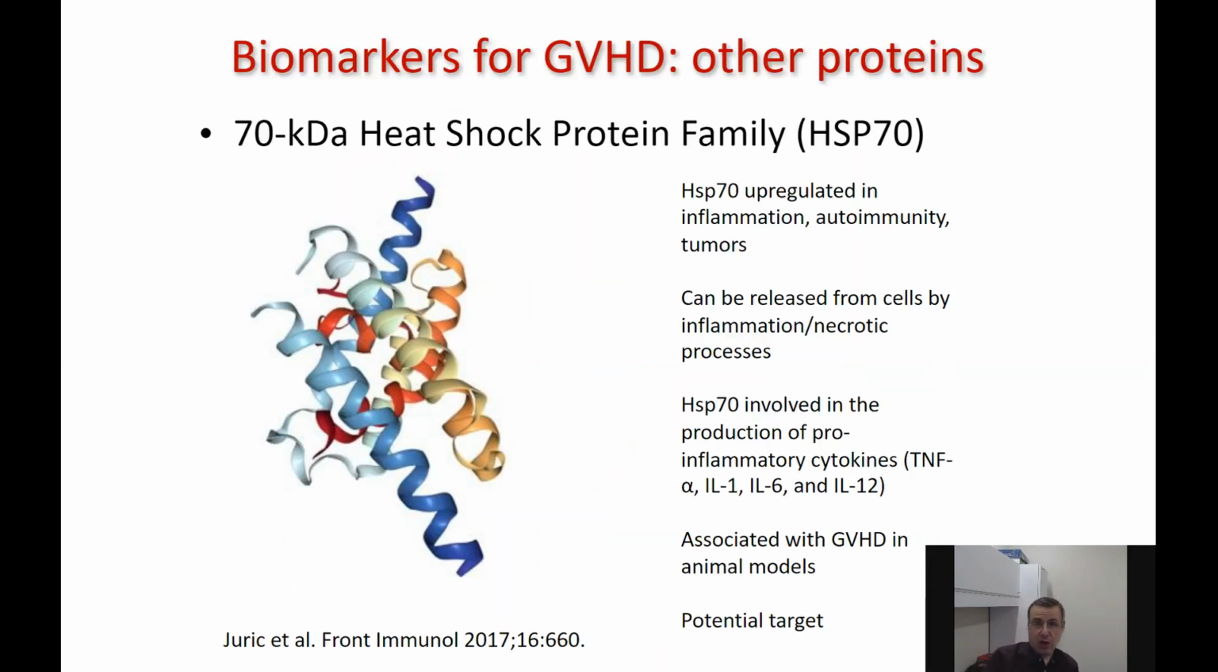Another potential biomarker is the proteins belonging to the heat shock protein family. In particular, the 70 kilodalton heat shock protein is upregulated in inflammation and autoimmunity, and has been found to be involved in the production of pro-inflammatory cytokines. So this is another potential biomarker that can be studied, or even a potential target for a treatment of acute GVHD.